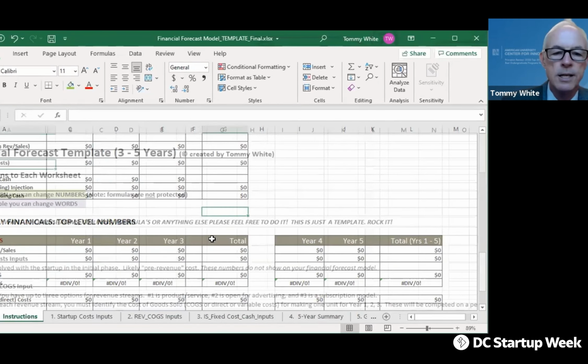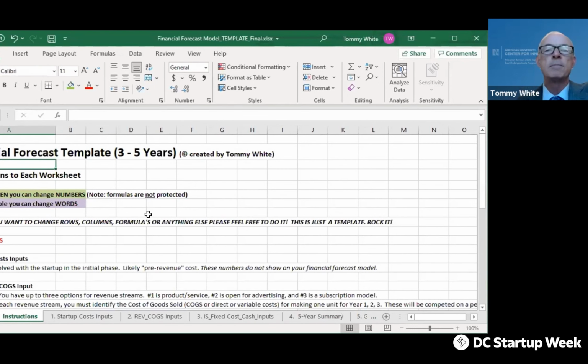There's instructions here. Probably the most important piece of the instructions is that anything in green are numbers that you can change, and anything in purple are words that you can change. Okay, you can obviously change other words, some of them, not all of them, because some of them are actually formulas being pulled from a different page. But absolutely anything in green and purple you can change.